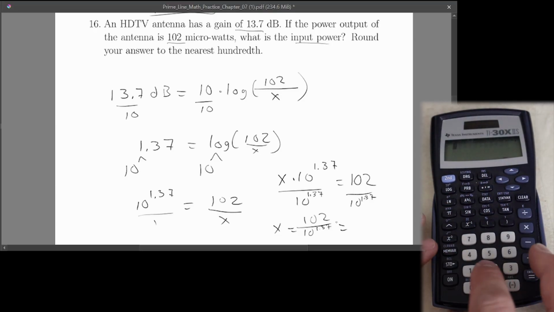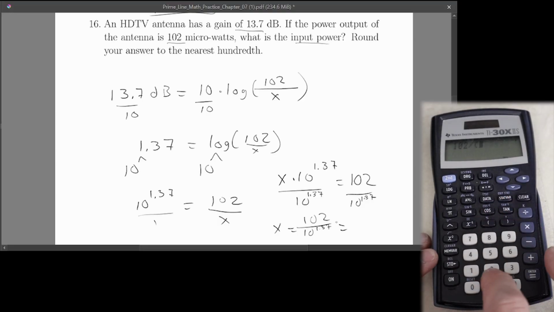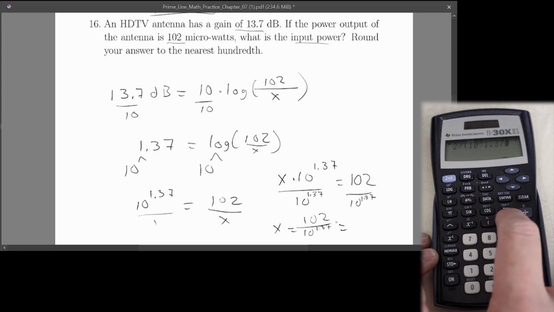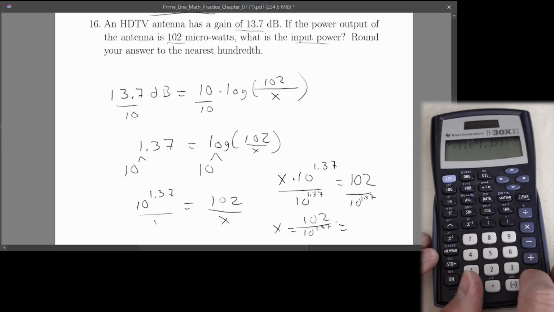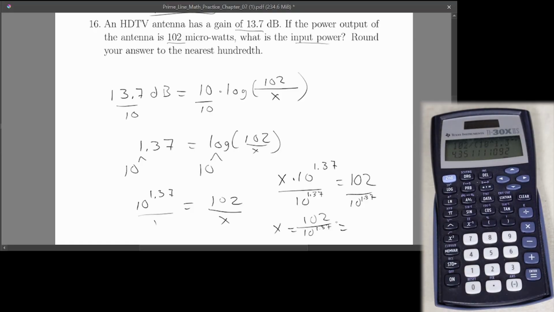So if we take 102 divided by 10 to the 1.37 power, we get the value of 4.35111, and if we're rounding to the nearest hundredth, so 4.35111, our hundredths here, 4.35 for our result. That is the end of chapter 7.